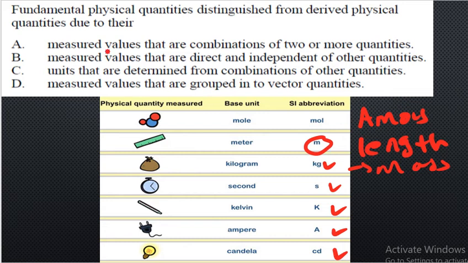So it says fundamental physical quantities are distinguished from derived quantities due to their, it's A. Measured values that are combination of 2 or more. No, it's not a combination of 2 or more, just one unit, as you see. And B. Measured values that are direct and independent of other quantities. That's correct. And C. Units that are determined from combination of other quantities. No combination here. And D. Measured values that are grouped into vector quantities. Not necessarily, so the answer must be B.